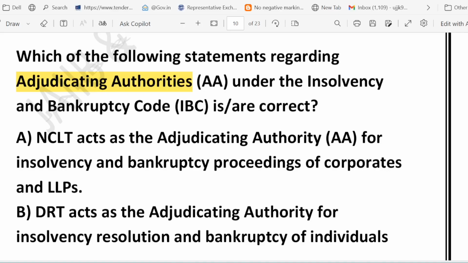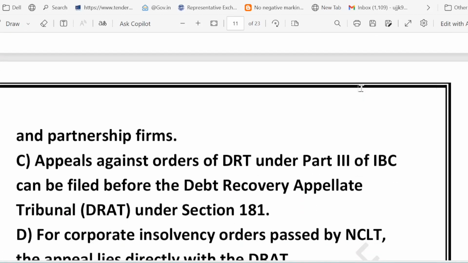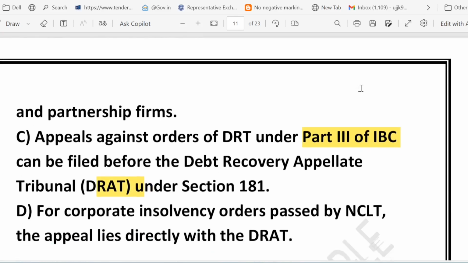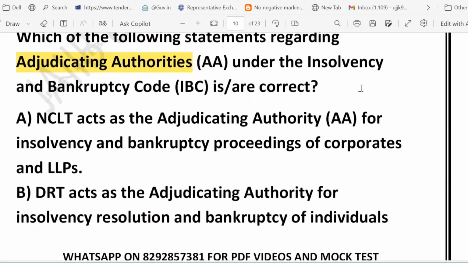Option A, NCLT acts like an AA for insolvency and bankruptcy procedure of corporates and LLPs. Option B, DRT acts like an AA for insolvency, resolution and bankruptcy of individuals. Option C, appeal against a DRT order, that is Part 3 of the IBC, goes to the DRAT. Option D, appeal from an NCLT order goes directly to the DRT. Very good question. These are the 4 options that we have.